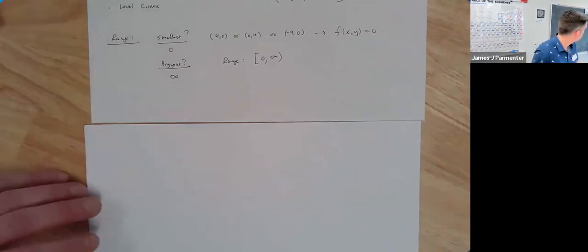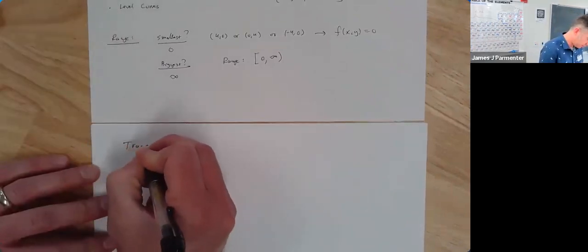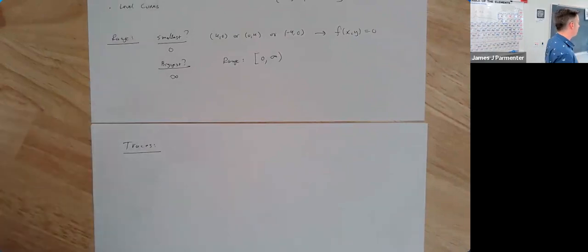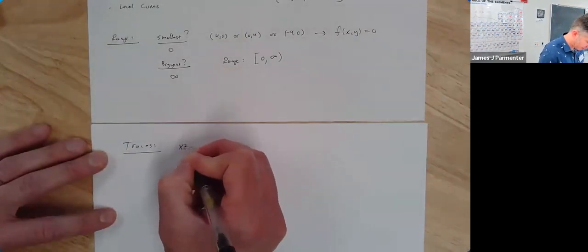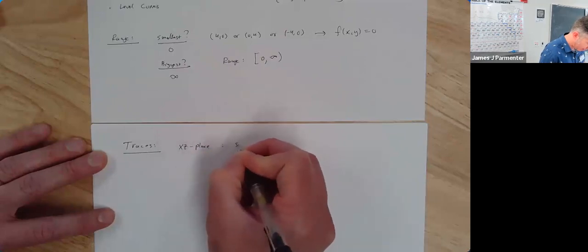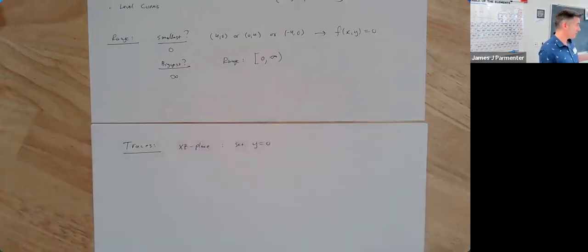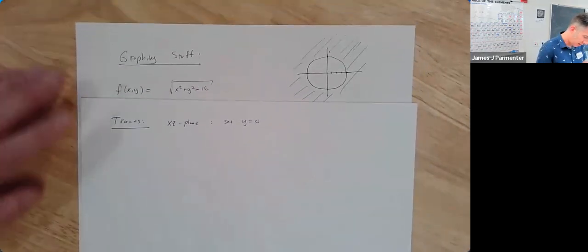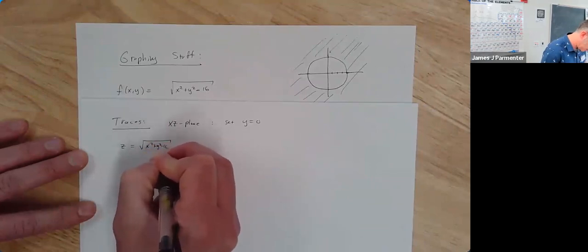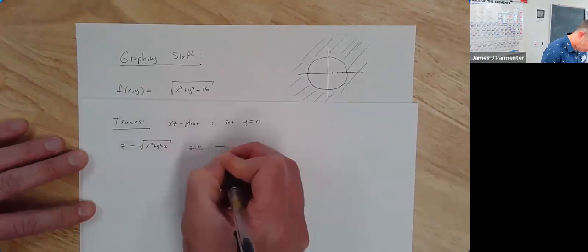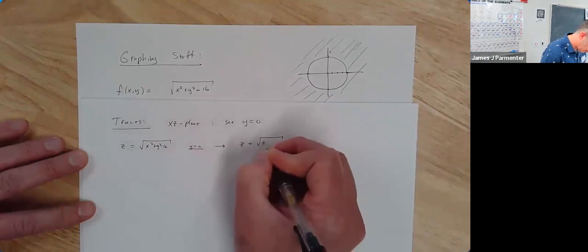Well, let's talk about some traces. The traces on their own are not hard to think of what to do. I'm trying to find the trace in, let's start with the xz plane, for example. I'm just going to set y equal to 0. That is always how you find a trace in a particular plane: you set the missing variable equal to 0. So when I do that, sorry, you can't see my function anymore. I'm going to take z equal to the square root of x squared plus y squared minus 16, and if I set y equal to 0, I get z equal to the square root of x squared minus 16.